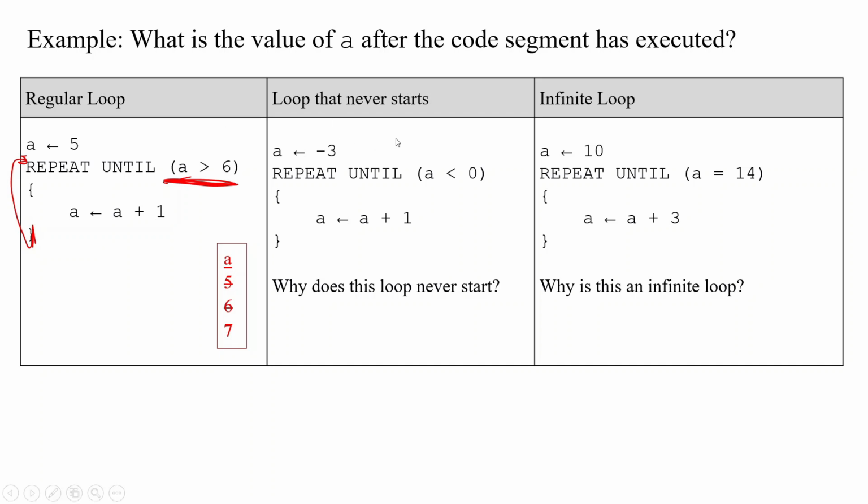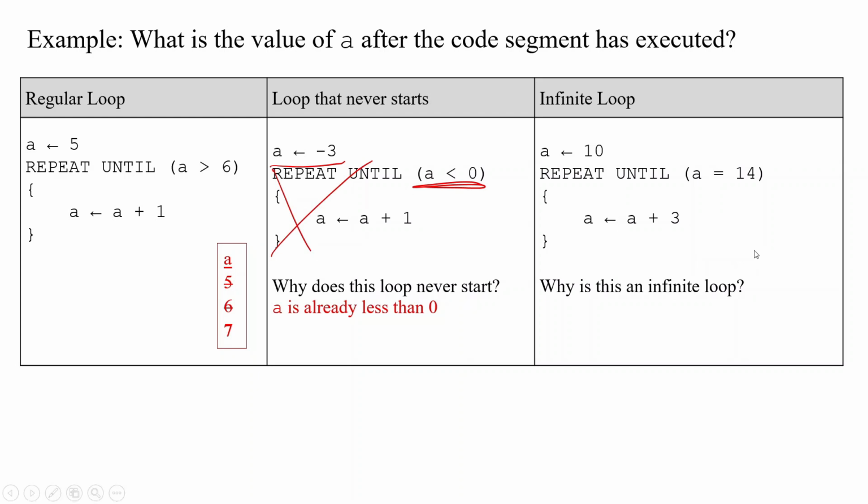Here's an example of a loop that never starts. A gets the value of -3, and then it says repeat until A is less than 0. I say this loop never starts, and that is because A is already less than 0. If A is -3, -3 is less than 0. That's true. So because it's true, this loop never ends up running.